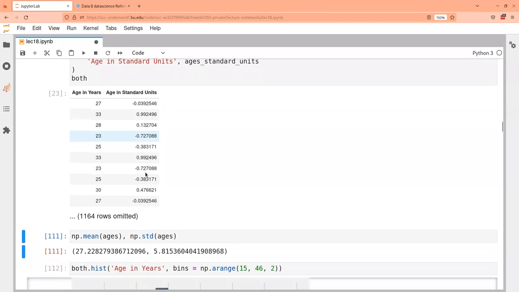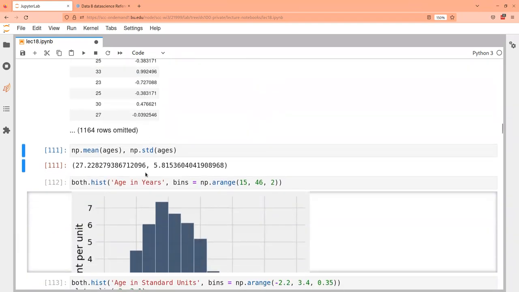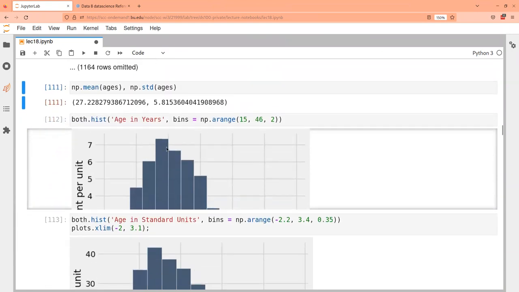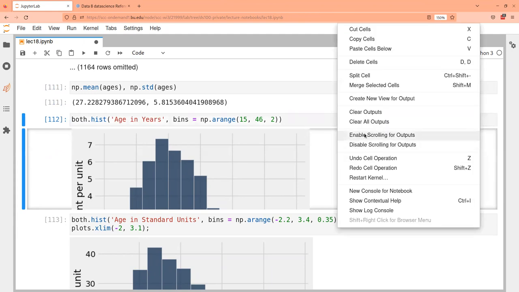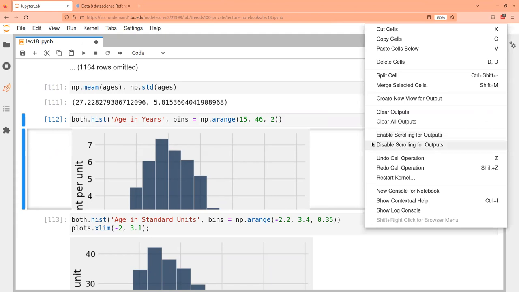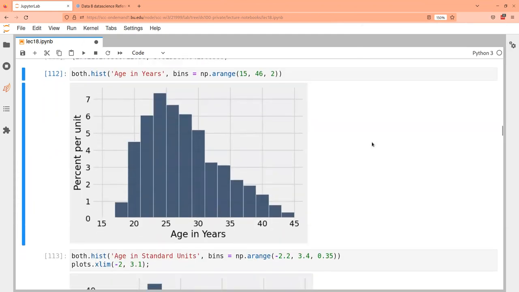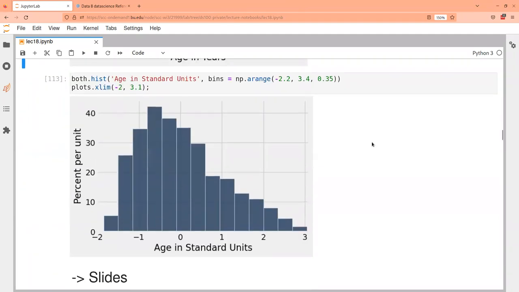And so now what we can do, which I hope is what we do next, is this is the age and the average again. This is our original data set in the histogram, but we can also now look at it in standard units.